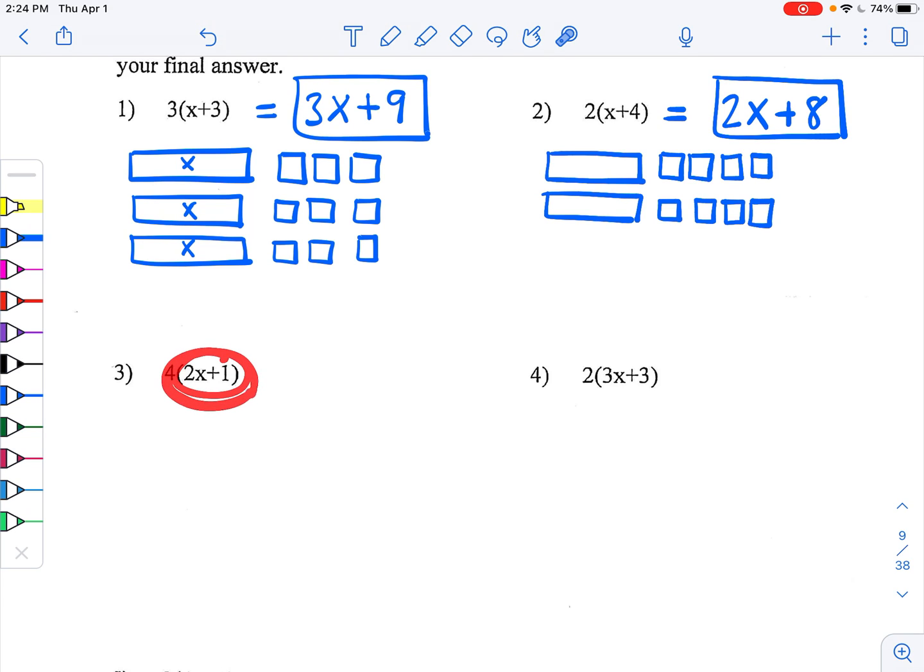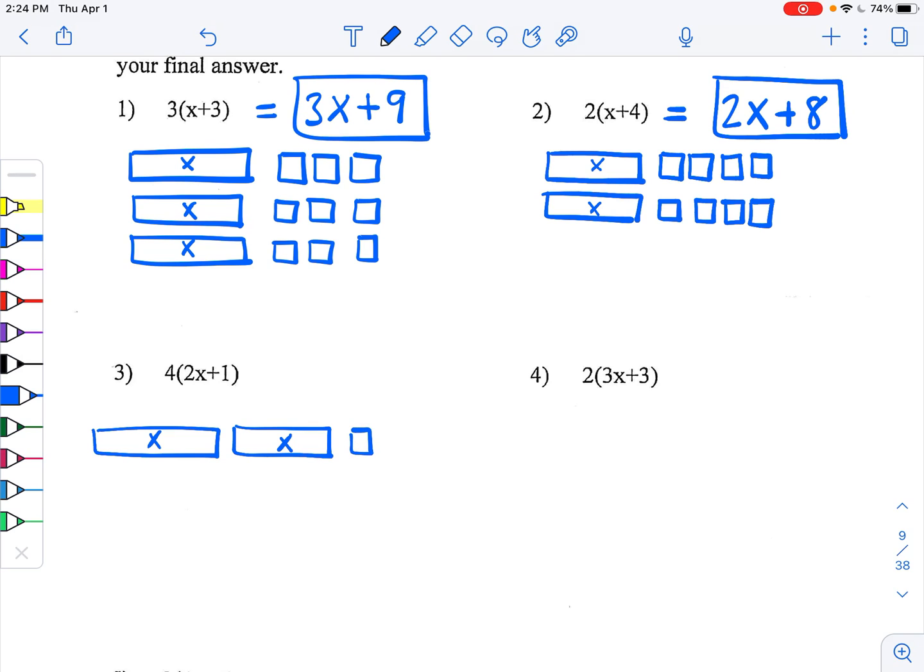On number 3, I'm going to represent 2x plus 1. I have an x. I'm going to represent it all in one row. So there is my 2x plus 1. But I have 4 groups of that. So I need to draw that. I have to have that a total of 4 times.